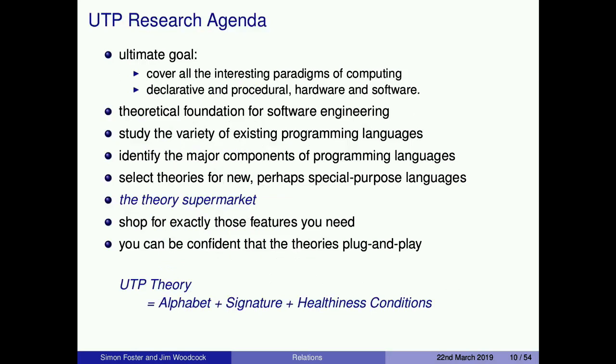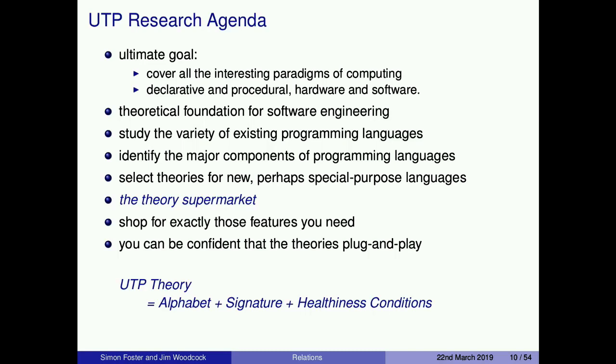So the UTP research agenda is to try and classify all the different programming languages in the world that exist, find the interesting computational paradigms that underlie them, determine what level of abstraction you're dealing with, what kind of semantic models are associated with those languages, and then link them together in various ways. The idea here is that we want to have a theory supermarket. So when you're putting together your language, like a recipe, you shop for exactly the ingredients that you need to build that language, and then you can be confident that you can use your theories together to construct your semantic model and your verification tools.